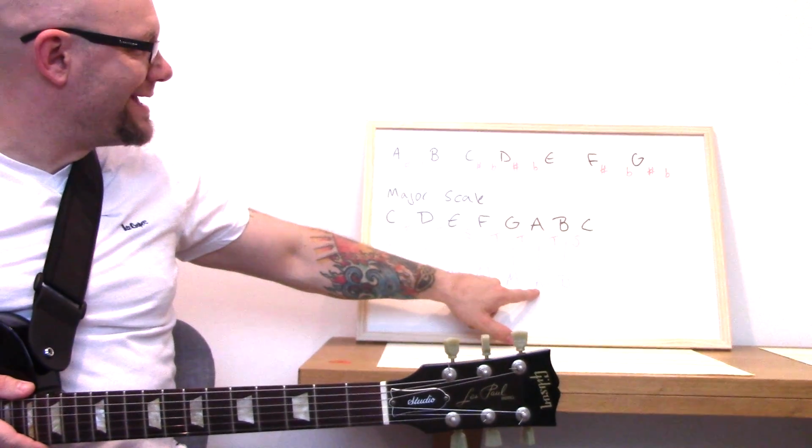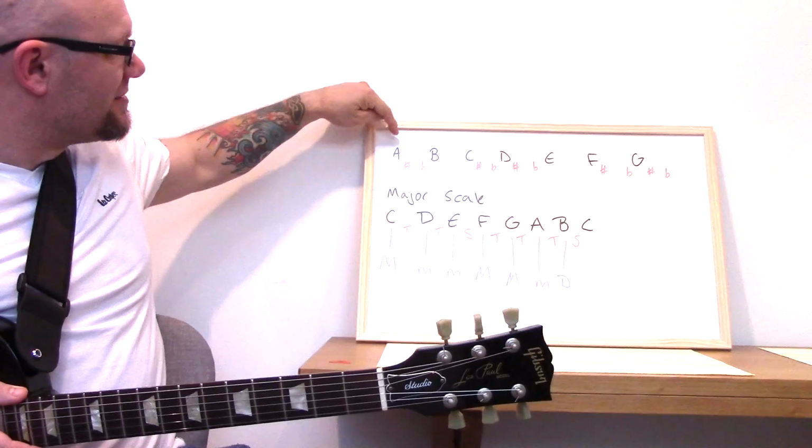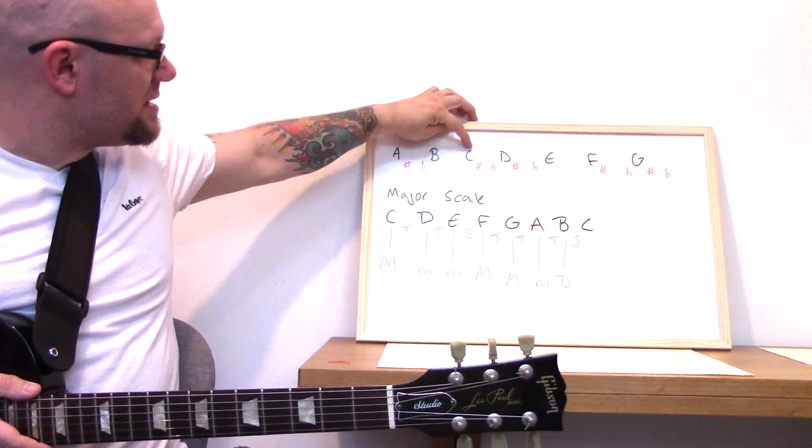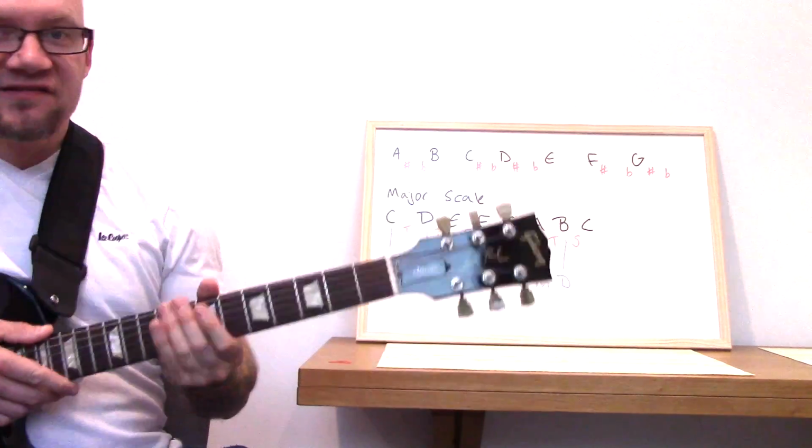The next chord is an A minor. So on A is the 1, 2, 3, 4, 5. A, C, E.